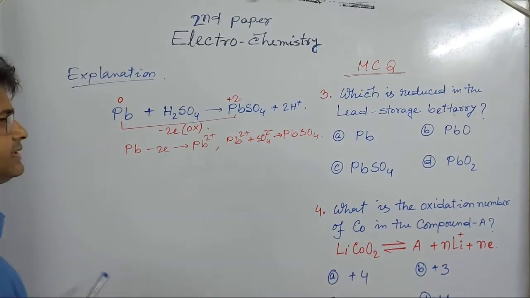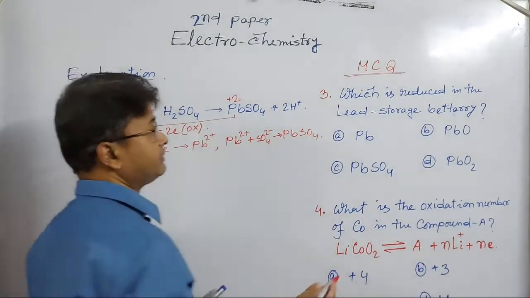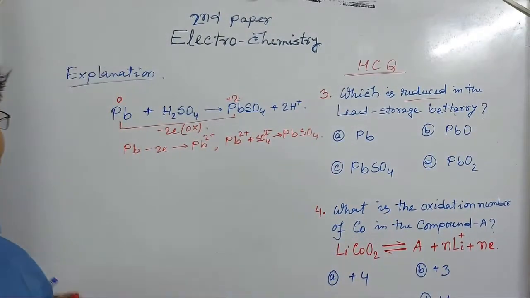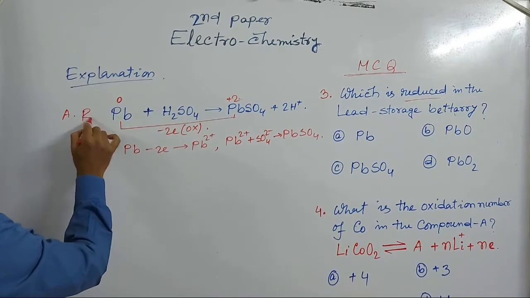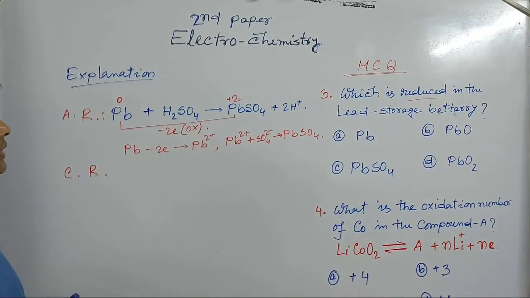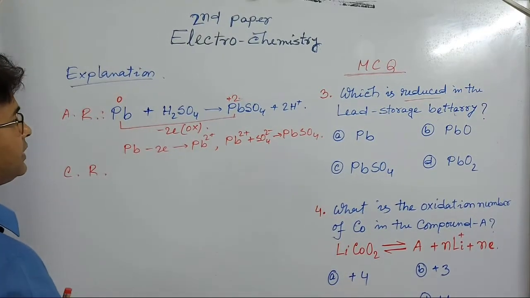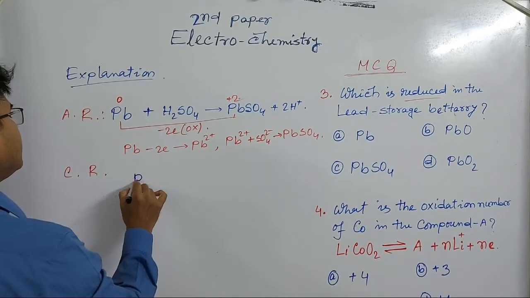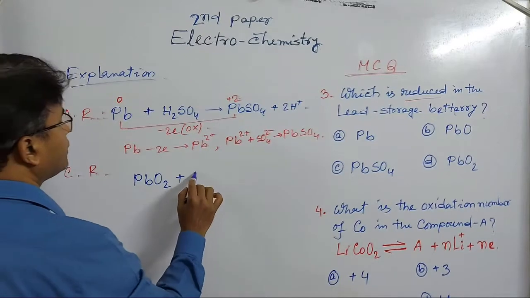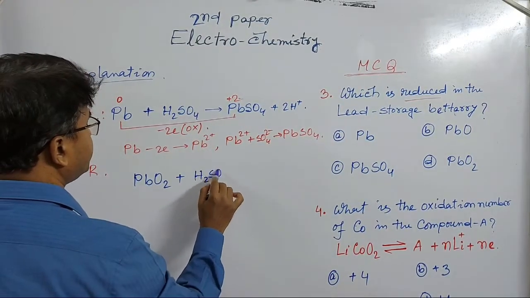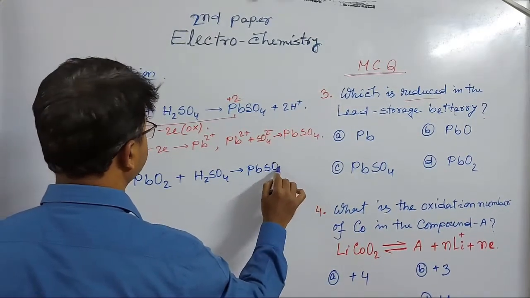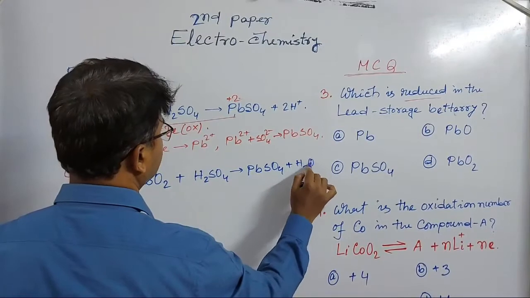However, here an oxidation reaction takes place, but in the question it is asked about the reduction reaction. And this is the anode reaction. If I consider the cathode reaction, in the cathode a layer of lead oxide is used. You know that during the reaction between lead oxide and sulfuric acid, here also lead sulfate is produced, and water also.